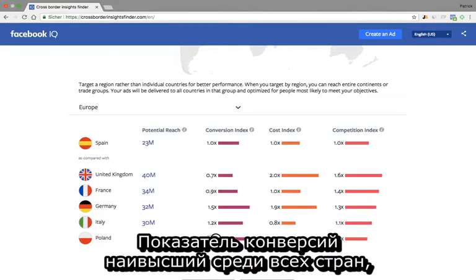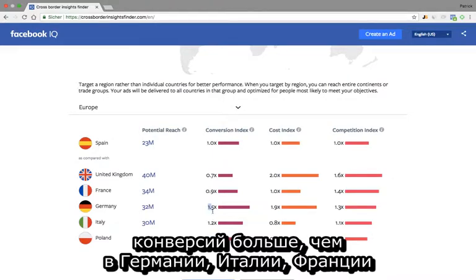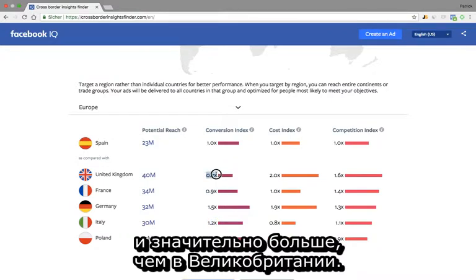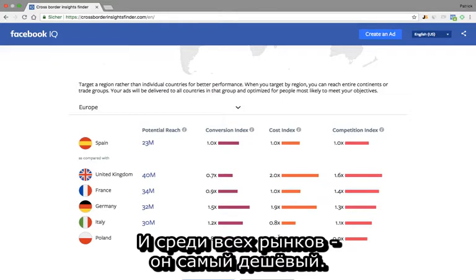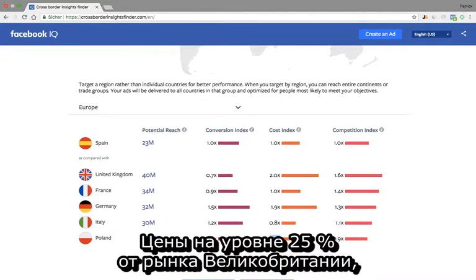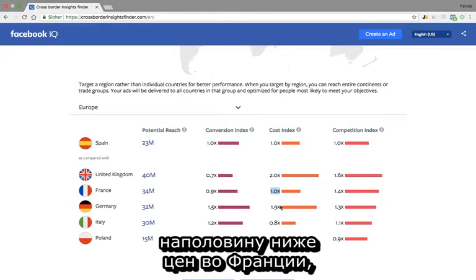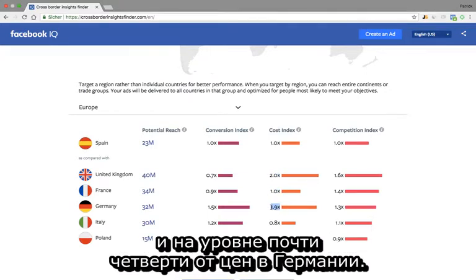People convert the highest of all of the countries. They convert better than in Germany, better than in Italy, better than in France, and much better than in the UK. And from all those markets, it's by far the cheapest one. It costs like 25% of what it costs in the UK. It costs half of what it costs in France and almost a quarter of what it costs in Germany.